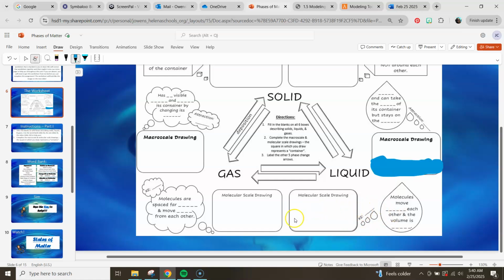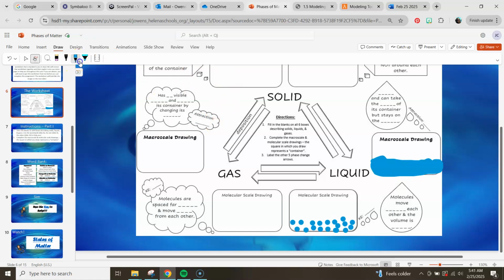Kinetic energy is medium. And then as far as the molecular scale drawing, you guys would draw some little liquid molecules down here all at the bottom. They have enough space to be able to move around each other, and they're not quite as compact as you guys saw in the solids.